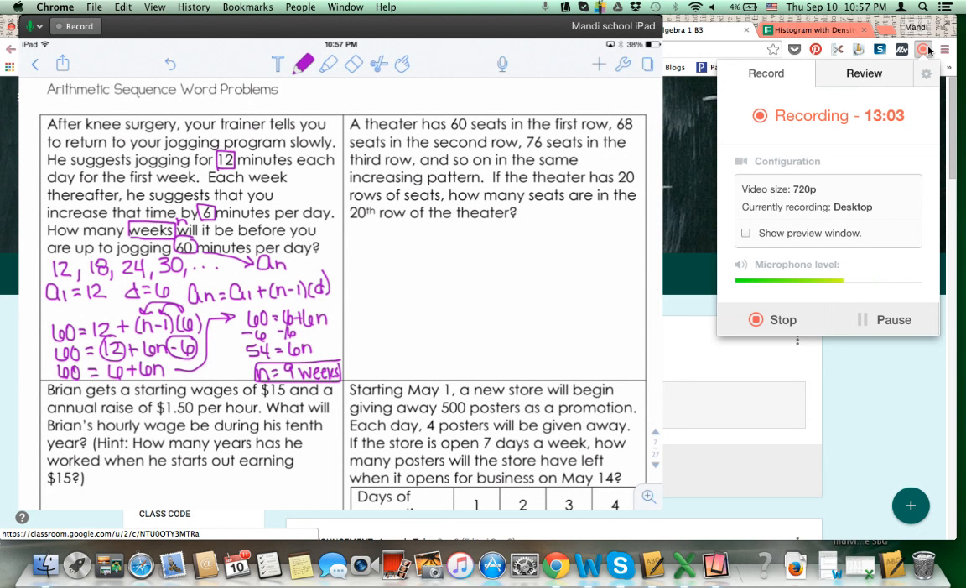Okay, so let's look at this next one. What I wanted you to see was we really didn't have to write out the sequence like we did here because it gave us the information. So from now on, we're going to start looking for that information in our word problems.